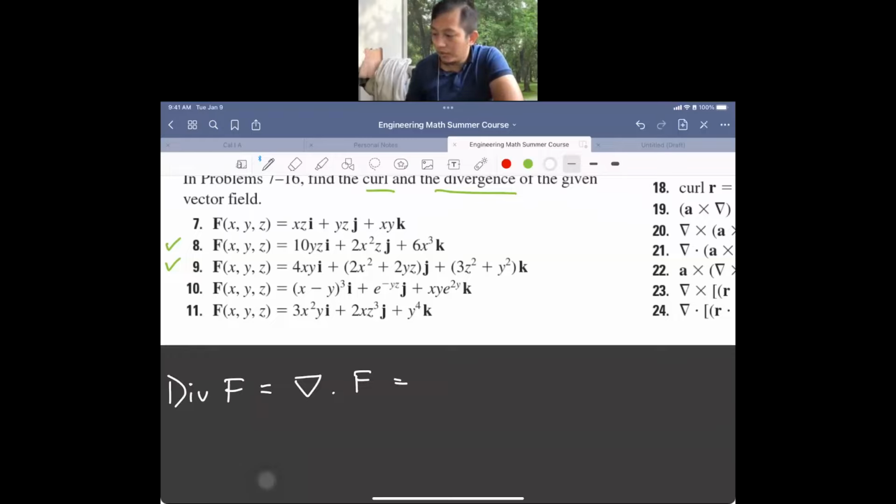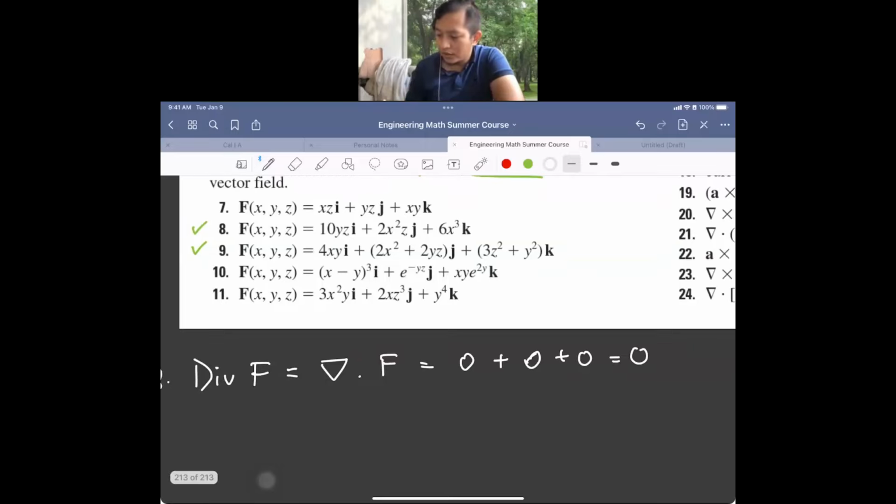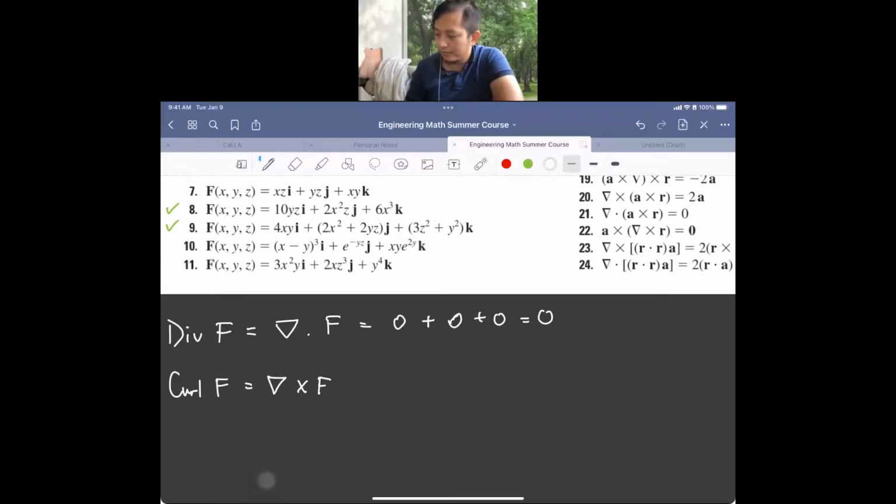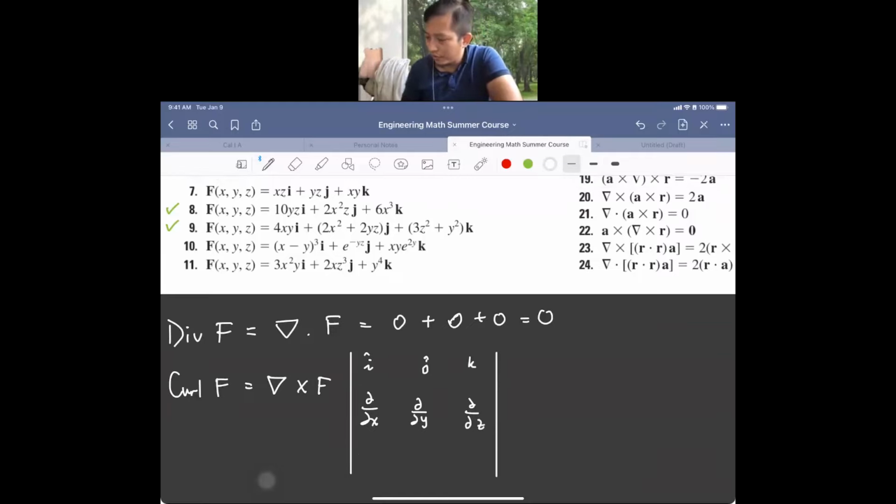So partial x for yz is 0, plus partial y for x squared z is also 0, right? And the last one does not have any z, so also 0, so this becomes 0. Okay. The curl is del cross F. Partial x, partial y, partial z. Then this will be 4xy, x squared z, and 6x cubed.